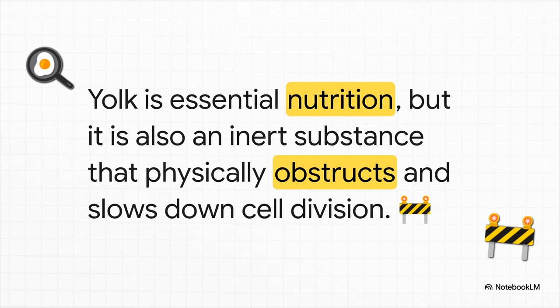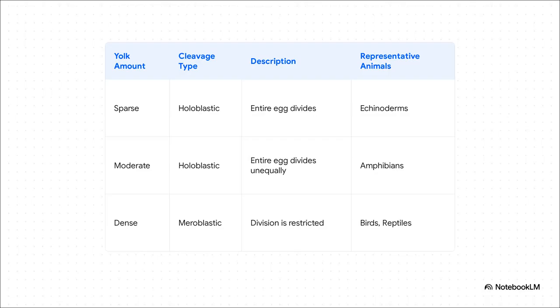So how much yolk there is and where it's located is going to dictate the entire cleavage game plan. And this table lays it all out perfectly. Check it out. When there's very little yolk, like in an echinoderm, the whole egg can divide completely. We call that holoblastic cleavage. But then you look at something with a ton of yolk, like a bird's egg. Well, the division can only happen in a tiny little disc of cytoplasm right on top. That's meroblastic cleavage.